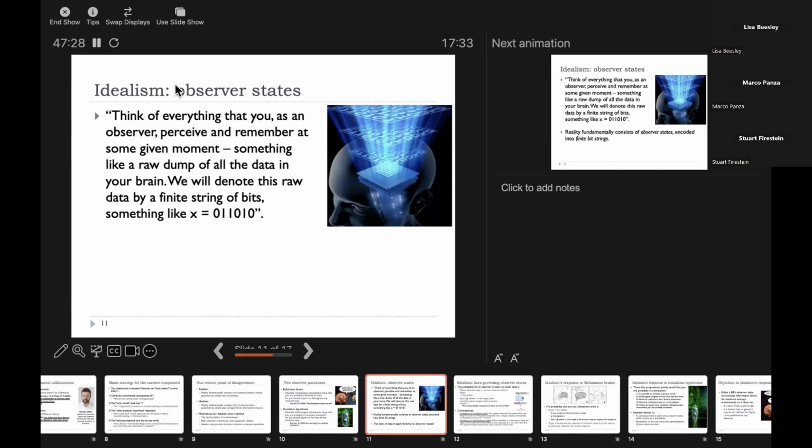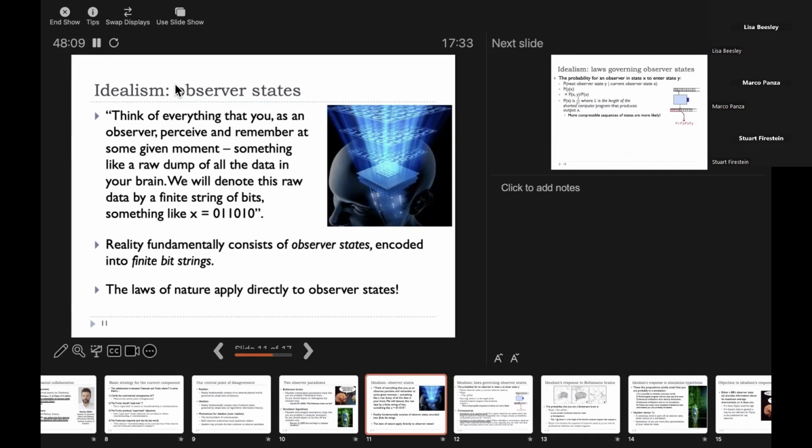So Marcus says, think of everything that you as an observer perceive and remember at some given moment, something like a raw dump of all the data in your brain. We will denote this raw data by a finite string of bits. So something like x = 0, 1, 1, 0, 1, 0. And so reality fundamentally consists of observer states encoded into finite bit strings. So the idea isn't quite that reality consists in 1s and 0s. Reality consists in observer states, but there's a one-to-one correspondence between the set of observer states and the set of finite binary strings. And that's useful because that means that we can reason about and have a science of observer states because we can have a science of bit strings.